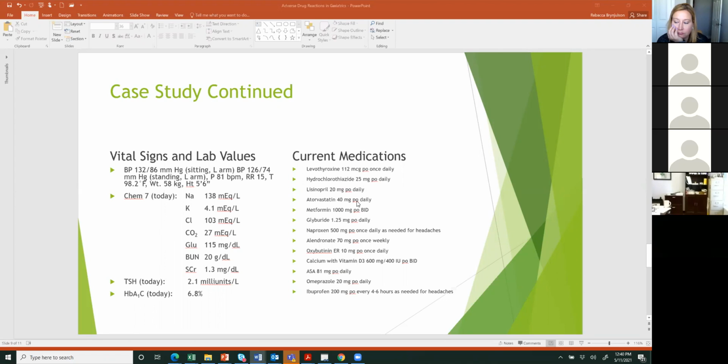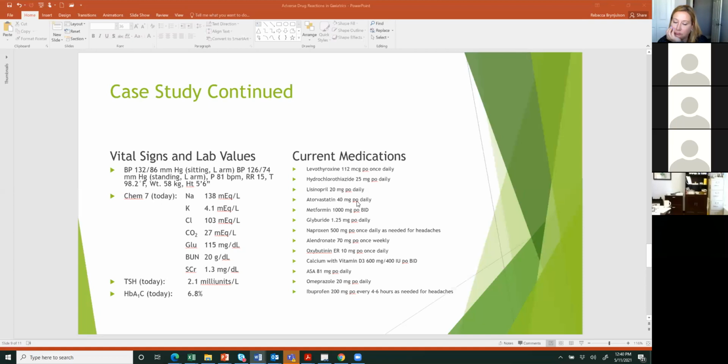The next two that we have on our list are metformin, 1,000 milligrams by mouth twice daily, and glyburide, 1.25 milligrams by mouth daily. These are both medications that are used to treat diabetes. Metformin is often recommended to be used first line. As long as the patient's eGFR is greater than 30 mL per minute, it would be appropriate for this patient to use metformin. So it would be appropriate to continue that. We wouldn't expect hypoglycemia to be a result of metformin use.